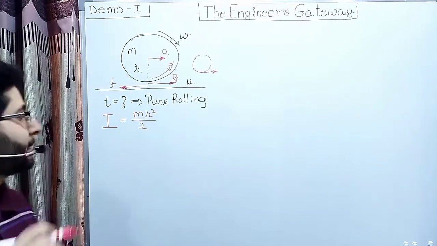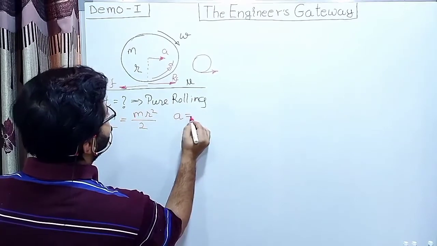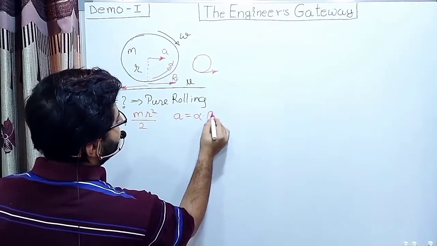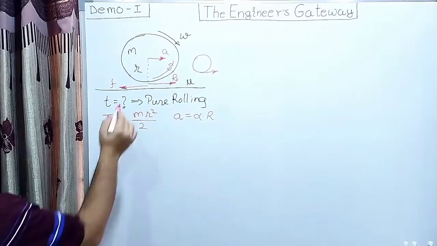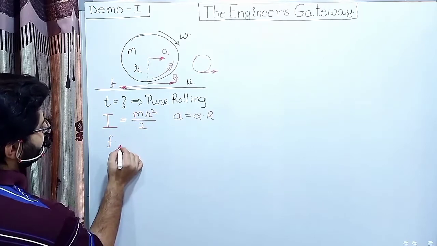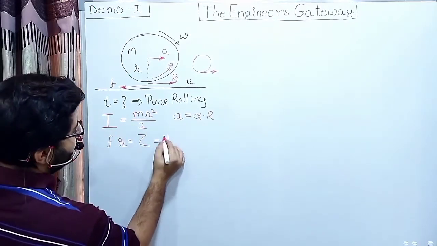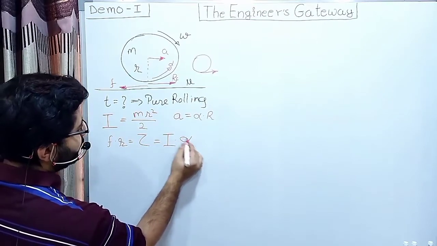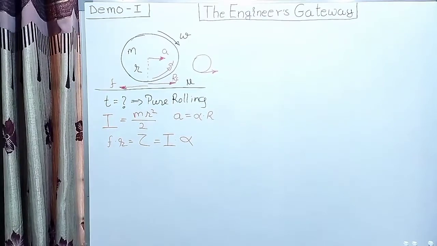So can we say linear acceleration is a equal to alpha into r? Fine, and the torque is given by F into r is equal to tau, which is also equal to I into alpha.